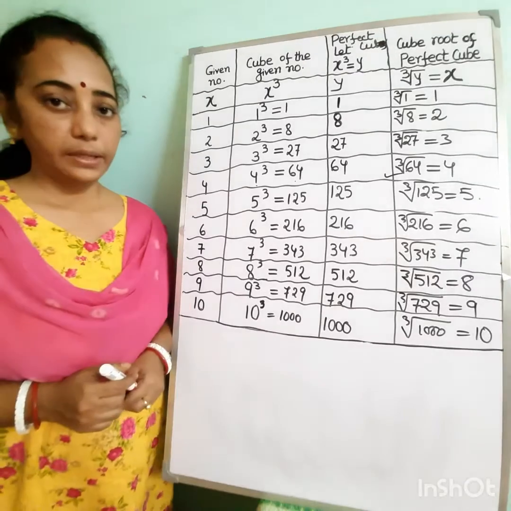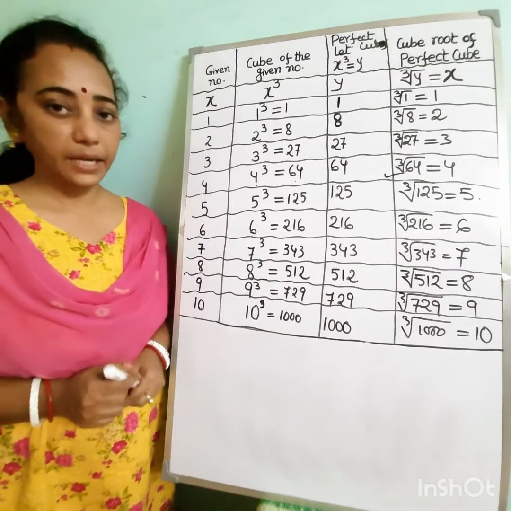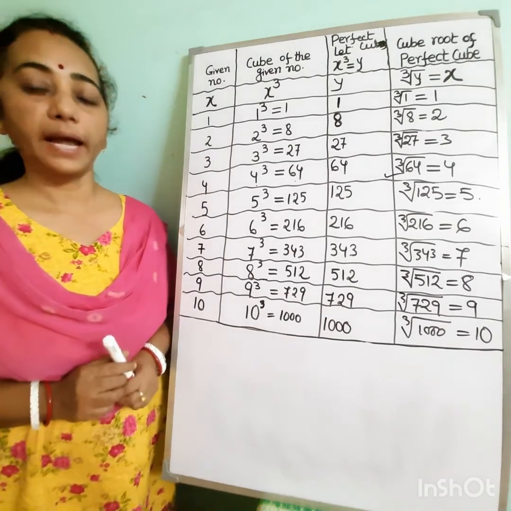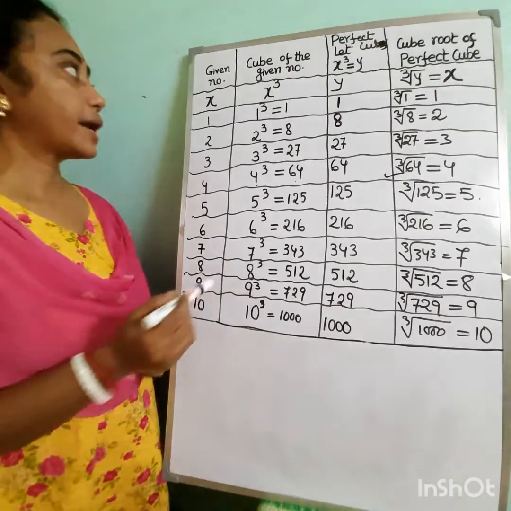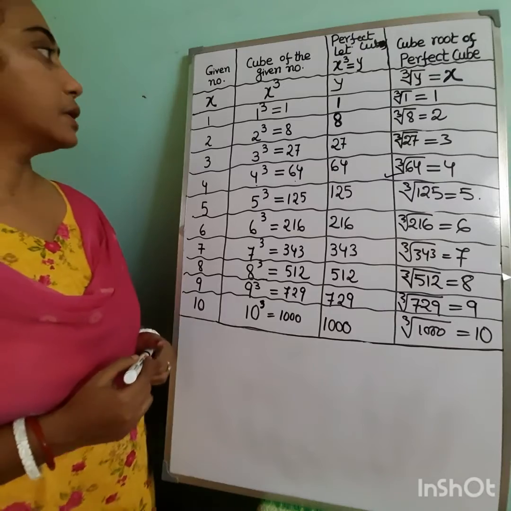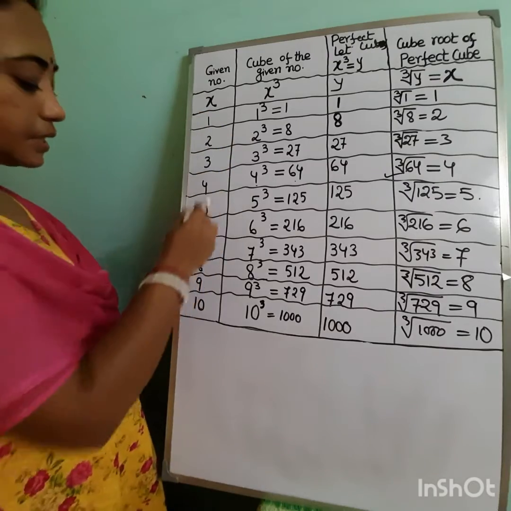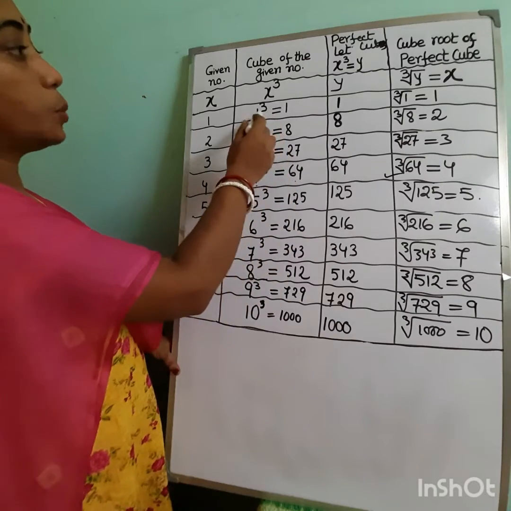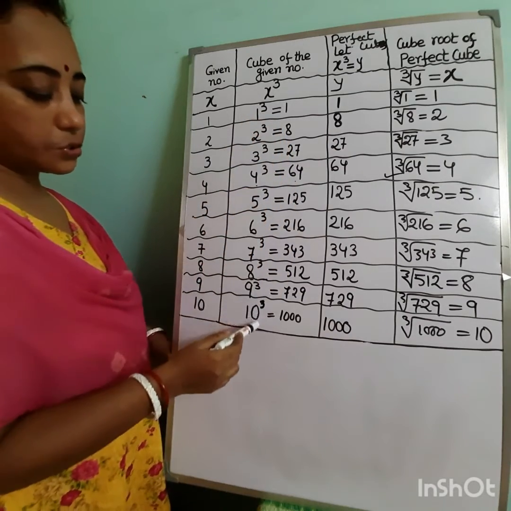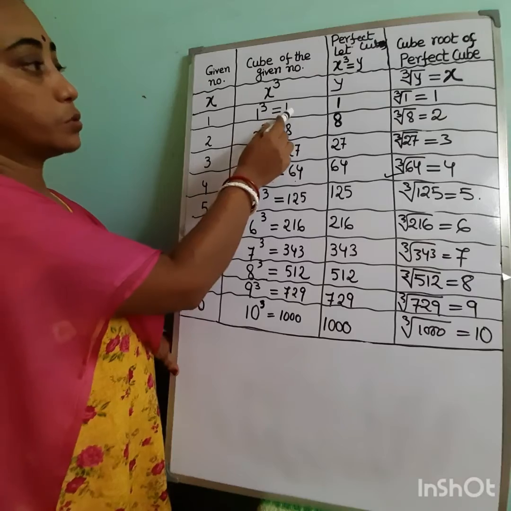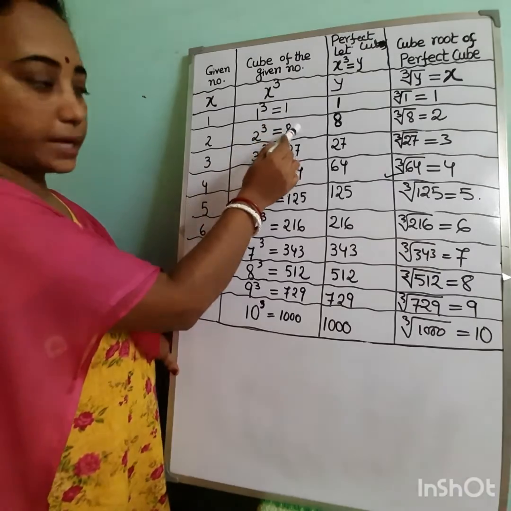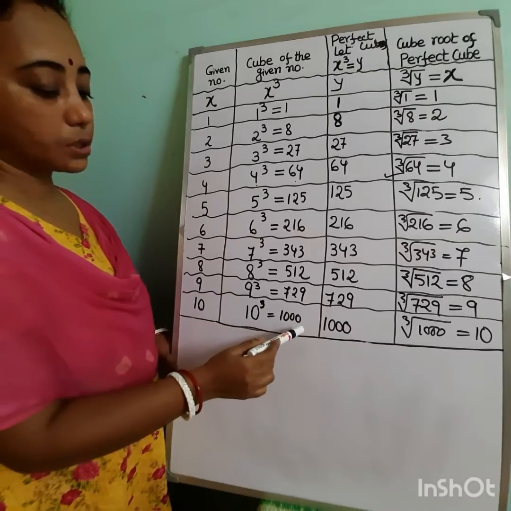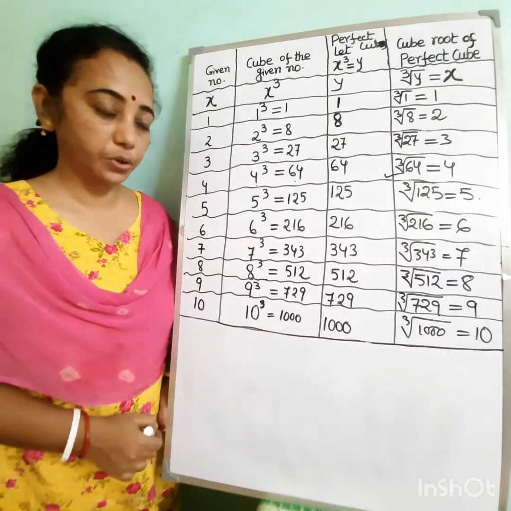We know that a natural number is said to be a perfect cube if it is the cube of some natural number. Now look at this table. In the first column, the first 10 natural numbers are shown. In the second column, the cubes of the first 10 natural numbers are shown. That is 1 cube equals 1, 2 cube equals 8, 3 cube equals 27, and in this way, 10 cube equals 1000. Up to 10 cube it is shown here.